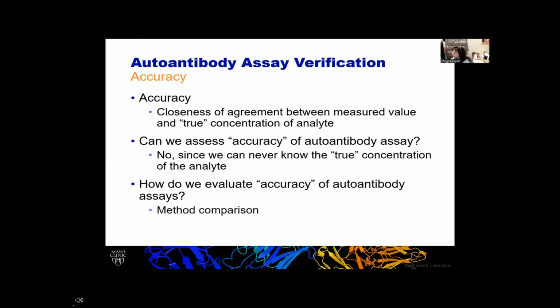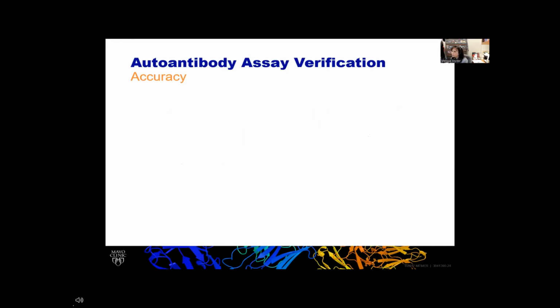The classic method that people use is to do a method comparison, which can be useful, and we'll talk a little bit about that in a moment. We may be able to correlate one particular autoantibody with a related autoantibody, or we may be able to correlate with clinical diagnosis. And again, I'd like to show you some example data from accuracy assessments that we've conducted in my laboratory for verification of autoantibody testing and kind of illustrate some of these different points.